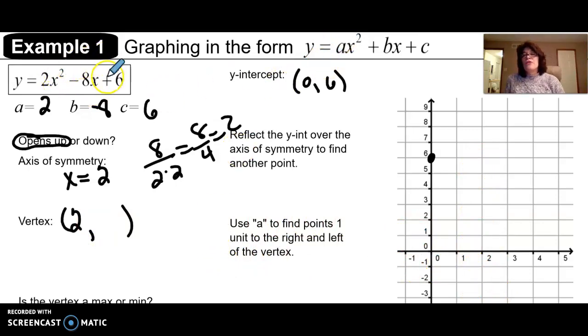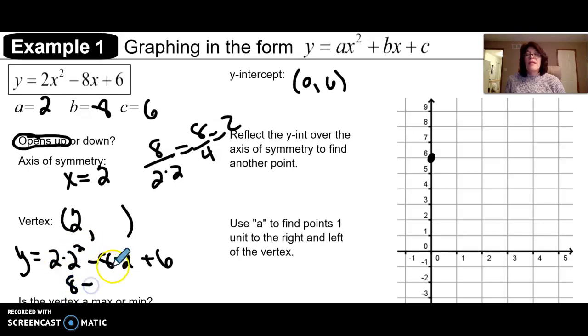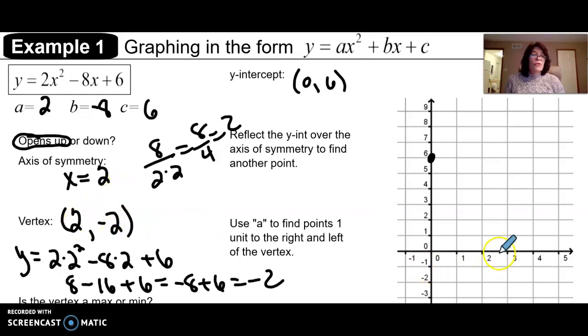To find it, I'll put 2 in for x. The y coordinate equals 2 times 2 squared minus 8 times 2 plus 6. I'll do that in my calculator or in my head. 2 squared is 4. 4 times 2 is 8. 8 times 2 is 16. So it looks like it's 8 minus 16, which is -8, plus 6 is -2. So my vertex is 2, -2.